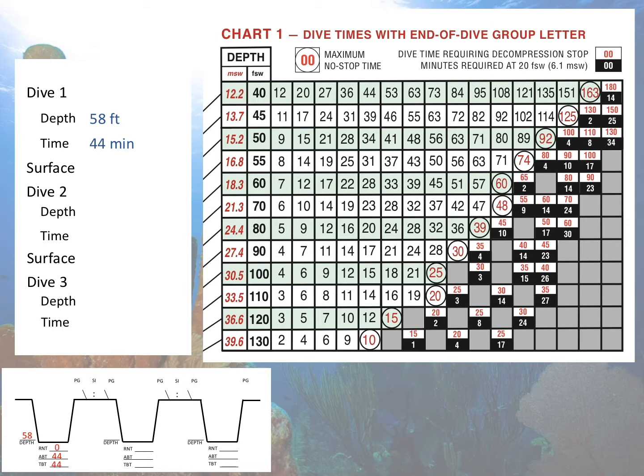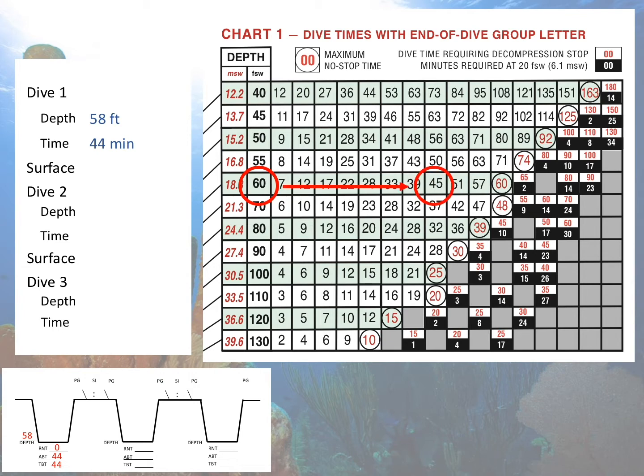Now we'll head to chart 1 and locate our intended depth in the left-hand column. You'll notice that there's no box containing 58 feet. Just as we did with time in the first example, we'll use the next greater depth for our planning to allow for a margin of safety. In this case, 60 feet is our next greater depth. We now move to the right and find the box with our dive time. There is no 44, so we choose the box with 45.